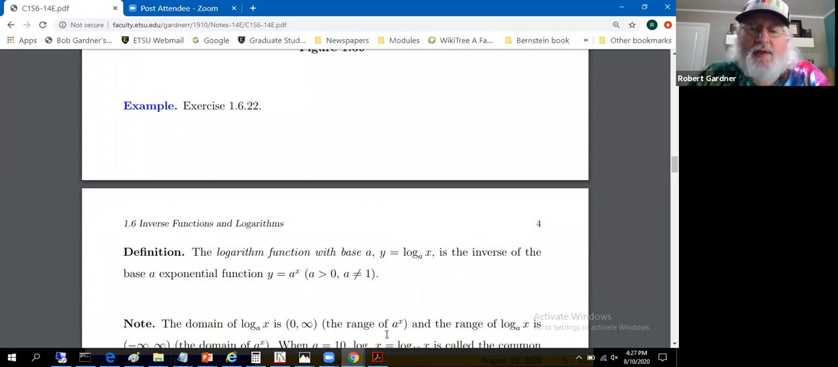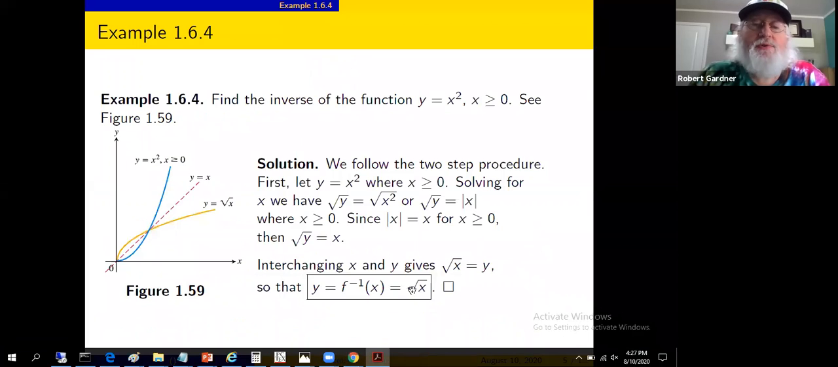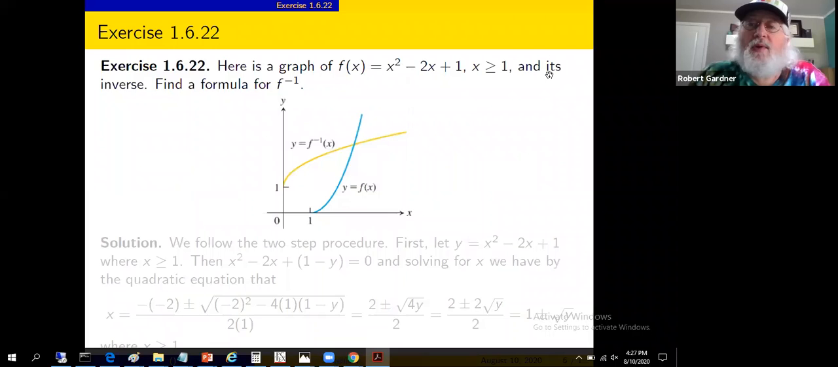Let's do another one, I guess. Number 22. Here they give a graph of f of x equals x squared minus 2x plus 1, where they've made the constraint x is greater than or equal to 1, and its inverse. They want us to find a formula for the inverse. Okay, x squared minus 2x plus 1, where x is greater than or equal to 1.